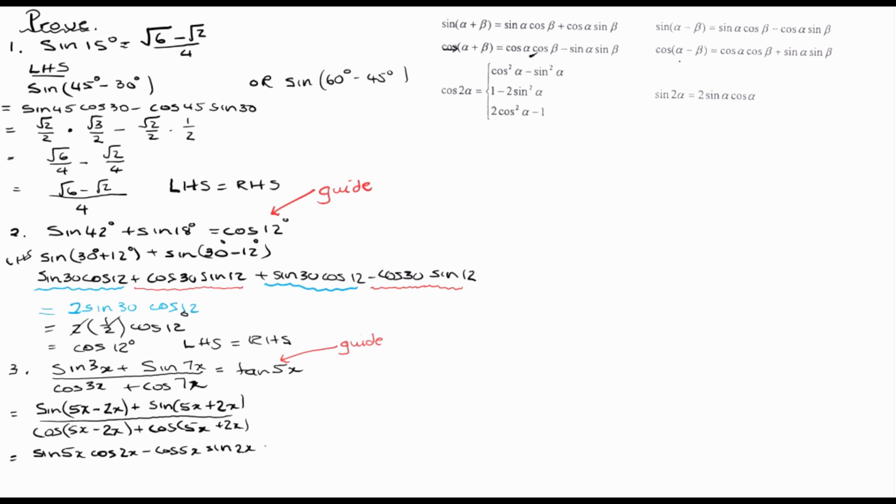Right, and then the next one, sine of 5x plus 2x is going to be sine of 5x cos of 2x plus cos of 5x sine of 2x. And all of that is over... I'll have to draw this very slowly.